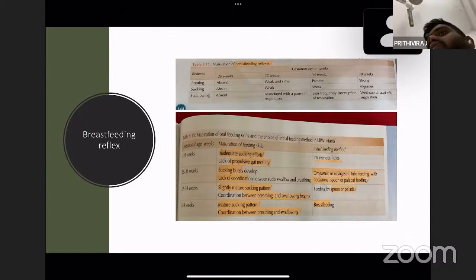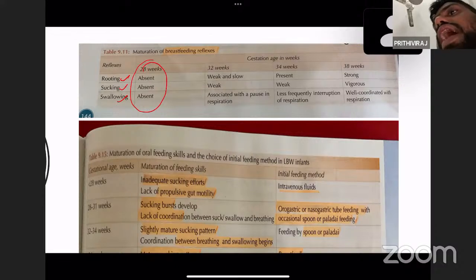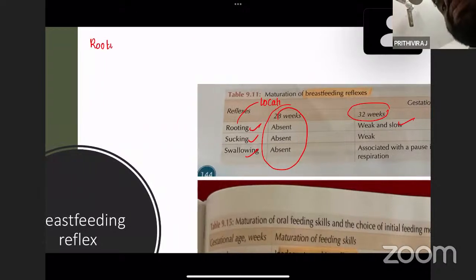So this reflex, the breastfeeding reflex. What are the breastfeeding reflexes you should know? The breastfeeding reflex includes the rooting reflex, sucking reflex, and swallowing reflex. When I discuss feeding the baby, we'll see that. Normally at 28 weeks, nothing will be present. At 32 weeks, the rooting reflex starts. What is the rooting reflex? When you keep your hand over the angle of the mouth, on any one side, the child will turn toward the direction where you kept your hand. This is because, by this way, the child can locate the nipple. Rooting reflex, please write it: rooting reflex helps in locating the nipple.